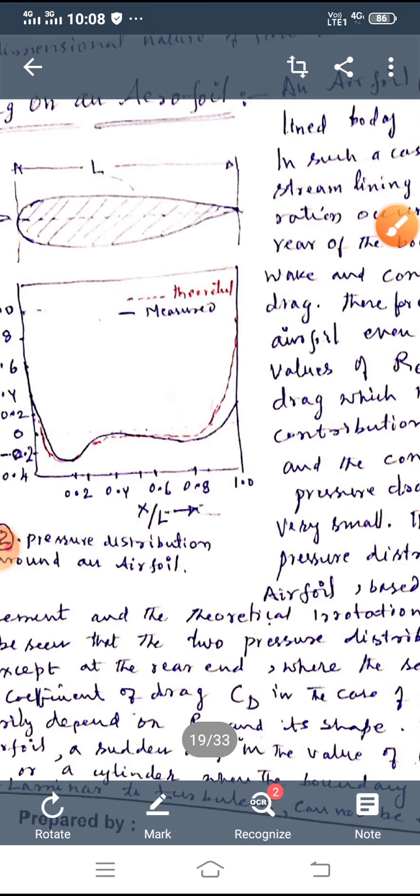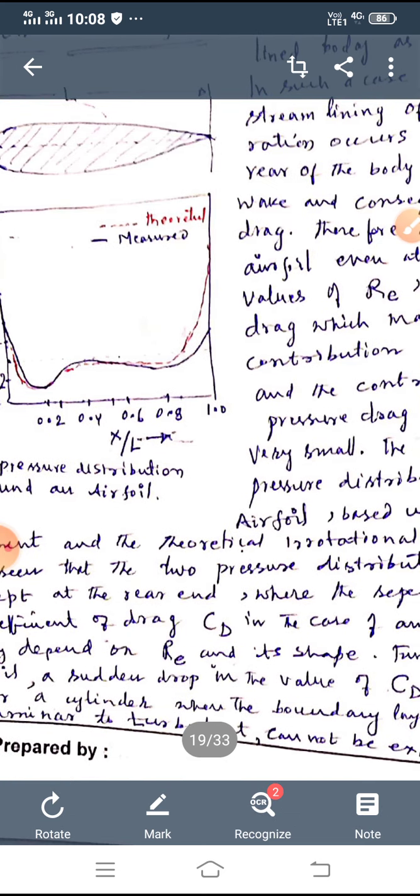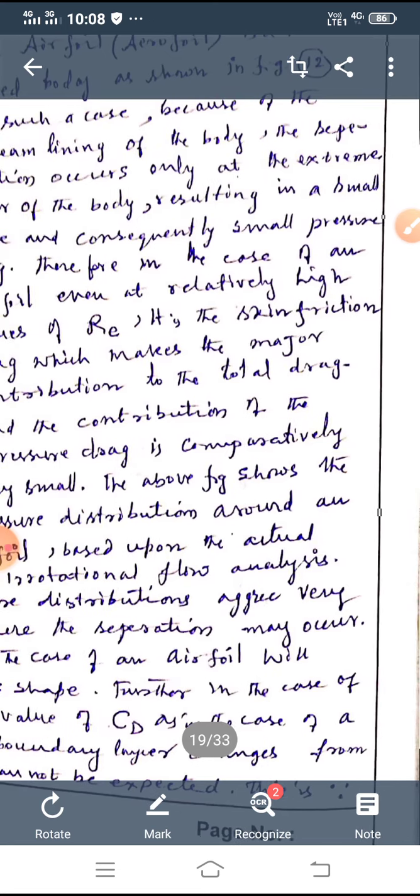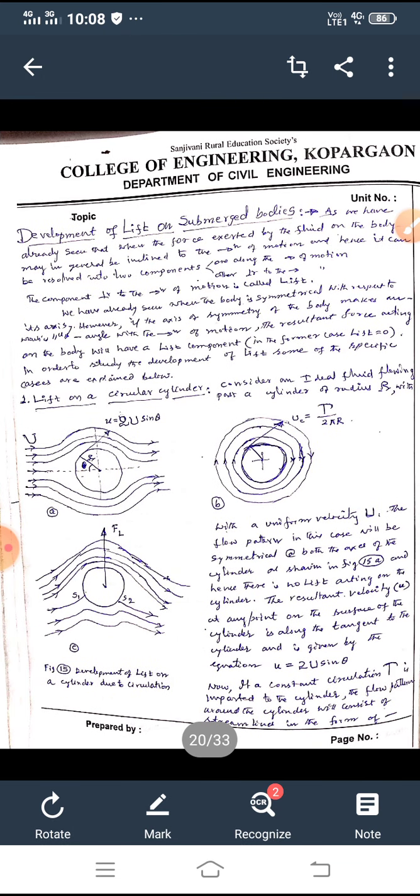And also, unlike a sphere or a cylinder, there is no change of boundary layer from laminar to turbulent. Even though there is a little change, it will not be very significant. Okay. Now, the development of lift on submerged bodies.